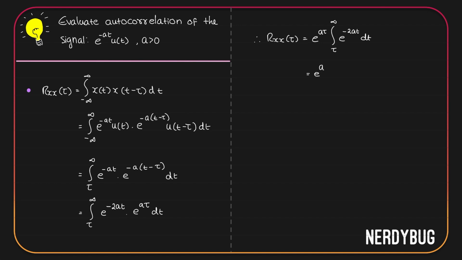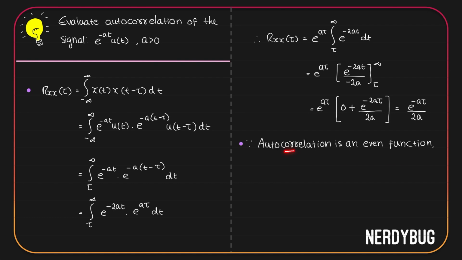This is e raised to a tau, e raised to minus 2a t divided by minus 2a, from tau to infinity. This will be e raised to a tau. Giving upper limit e raised to minus infinity, we get 0. Minus, giving lower limit, we get e raised to minus 2a tau divided by minus 2a. Now this can be simplified as e raised to minus a tau divided by 2a.